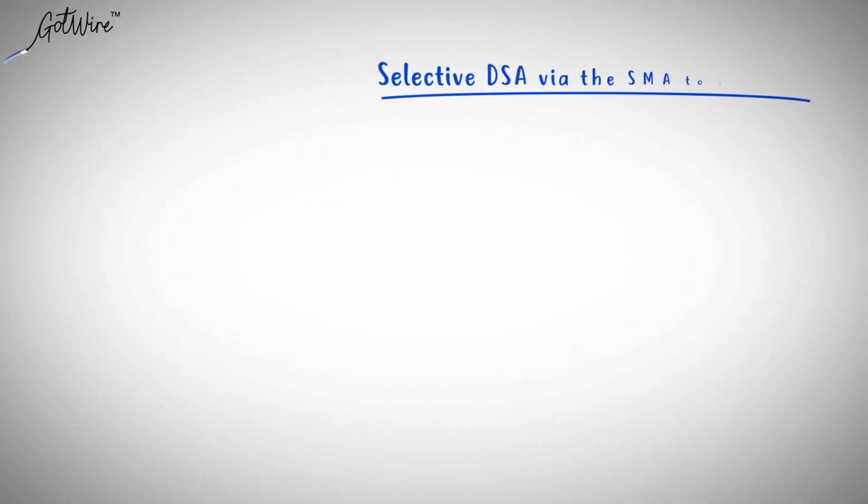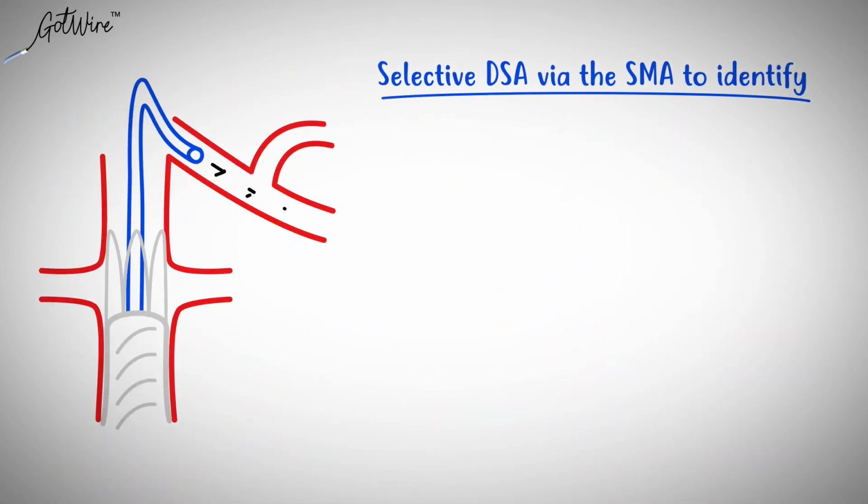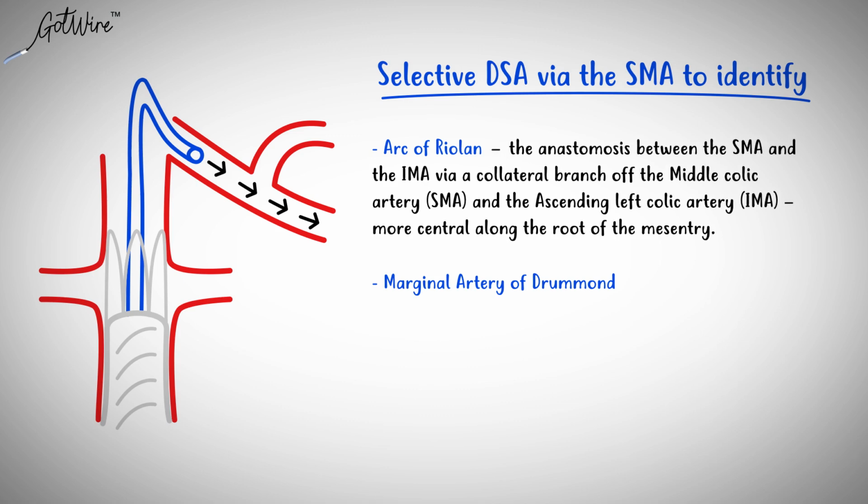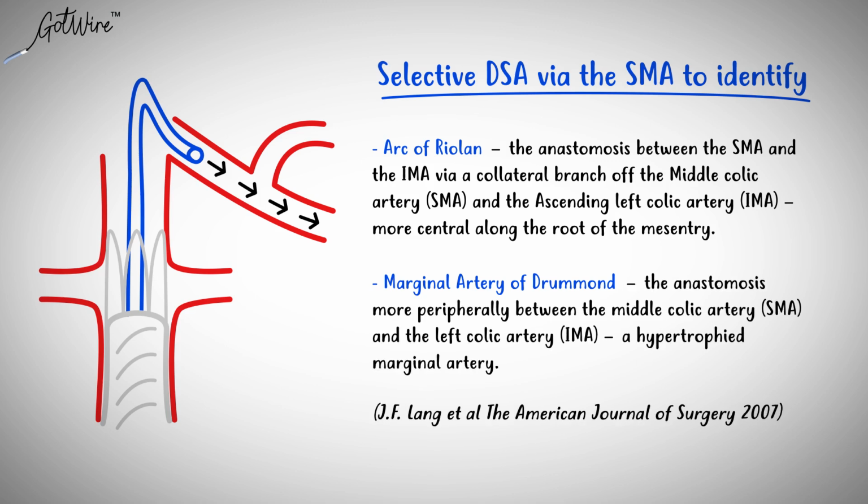The third step involves cannulating the SMA to selectively diagnose a type 2 endoleak filling the IMA through the arc of Riolan, or the marginal artery of Drummond, or the meandering mesenteric artery. It is important to appreciate the anatomy in this region. The arc of Riolan is the anastomosis via the collateral branches of the middle colic and the ascending left colic, which lies more central along the root of the mesentery. Whereas the artery of Drummond is the connection between the middle colic and the left colic arteries.